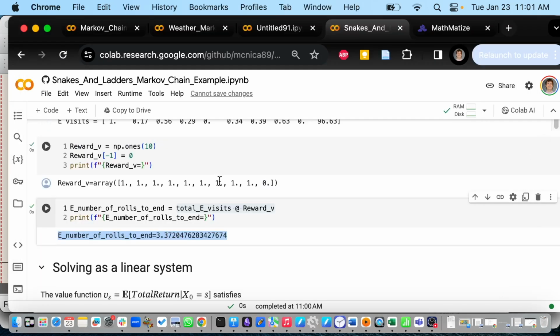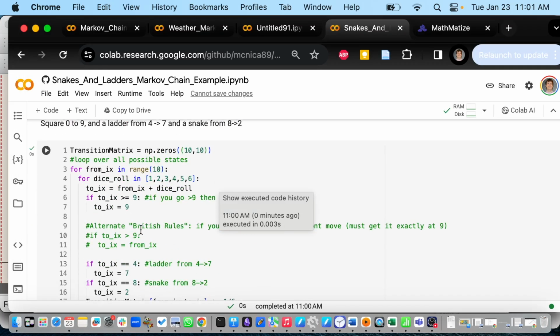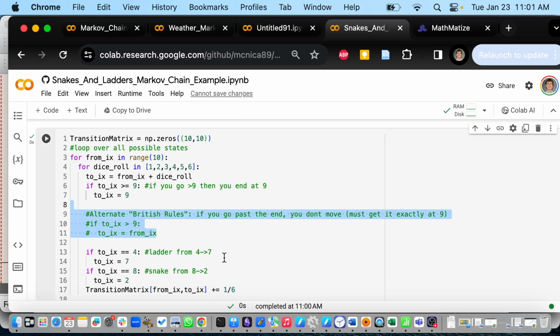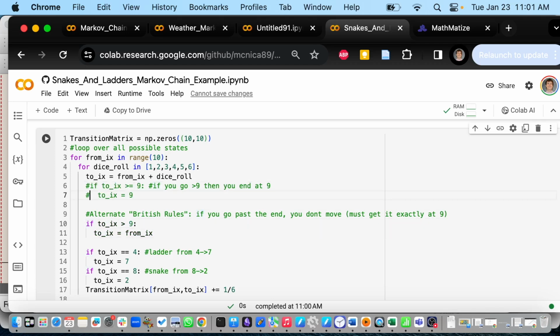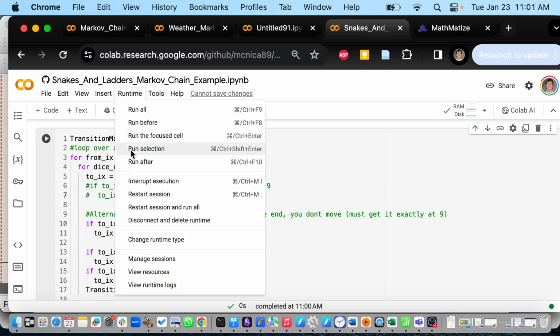Well, it turns out, if you watch the video carefully, they use the British version of the rules. And in the British version of the rules, if you go past square 9, you don't get to move. So we said if you go past square 9, you just finish the game. Like if you are greater than 9, you end the game. In the British version, you have to stay. So if you put that in instead, very simple fix. We can switch to the British version of the rules and run it all again and see what you get.